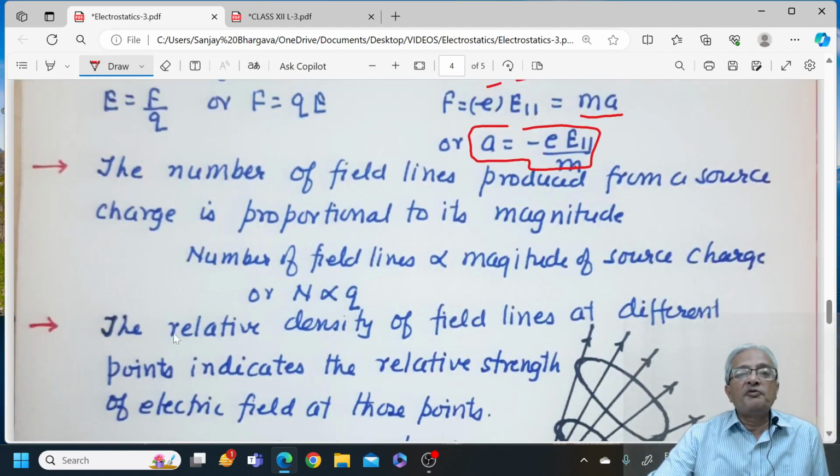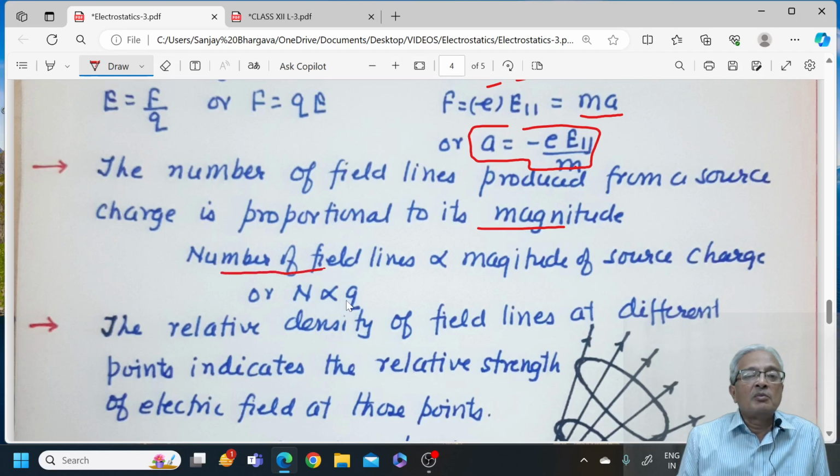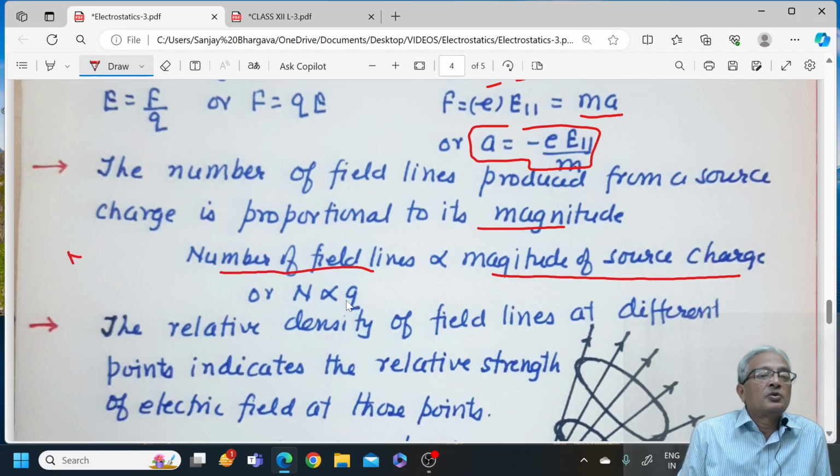The number of field lines produced from a source charge is proportional to its magnitude. The more the magnitude of the charge, the more the number of field lines produced. So how can we say the number of field lines is directly proportional to the magnitude of the charge? N is directly proportional to Q. So N1 / N2 would be equal to Q1 / Q2.